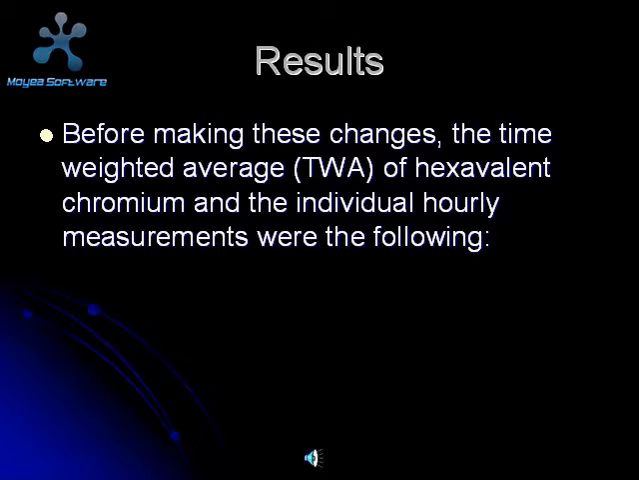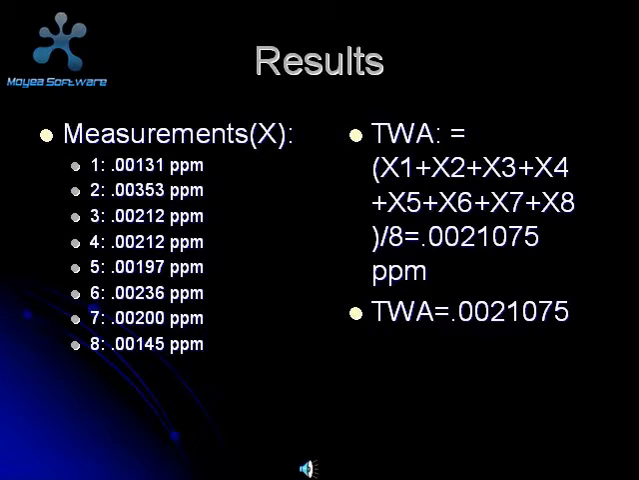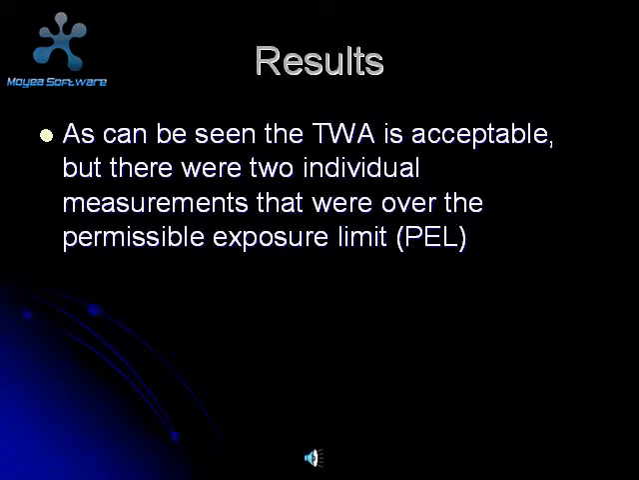Before making these changes, the time-weighted average, or TWA, of hexavalent chromium and the individual hourly measurements were the following. The measurements, which we refer to as X, are listed here. As can be seen, measurements 2 and 6 are over the permissible exposure limit for hexavalent chromium. The time-weighted average equation has yielded an 8-hour time-weighted average of 0.0021075 parts per million, which is below the permissible exposure limit. As can be seen, the TWA is acceptable, but there were two individual measurements that were over the permissible exposure limit.